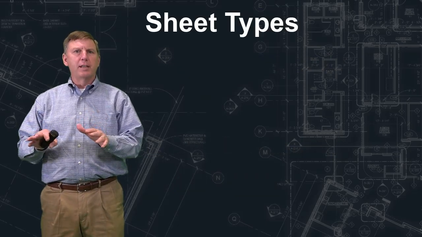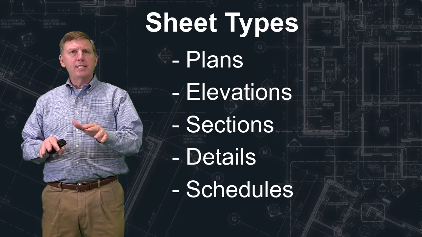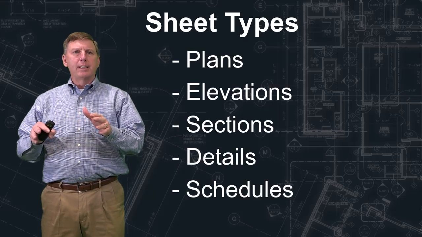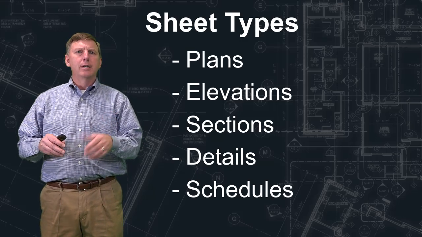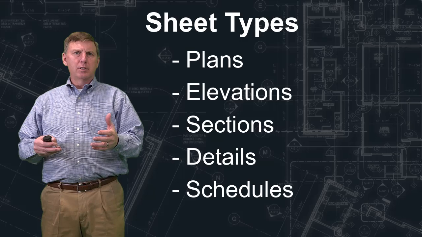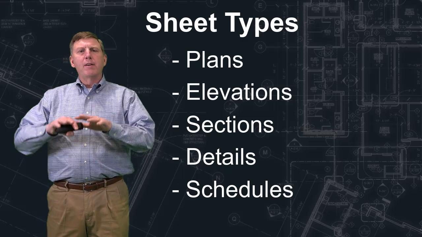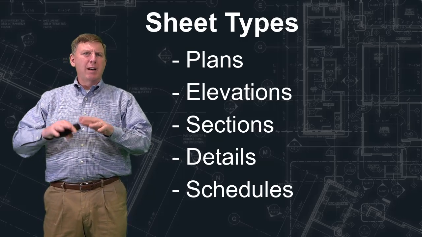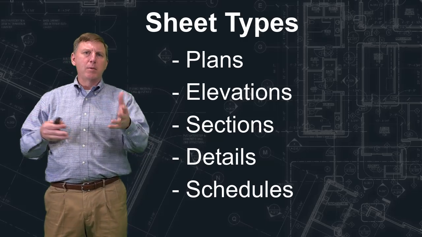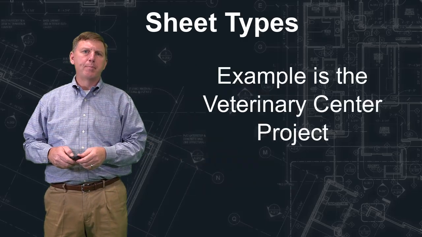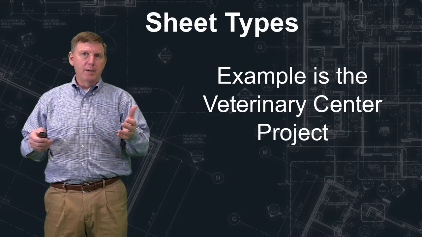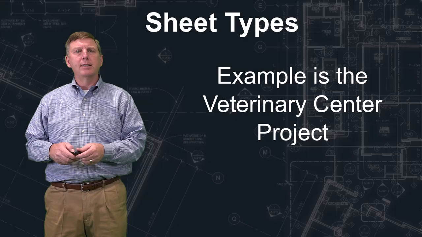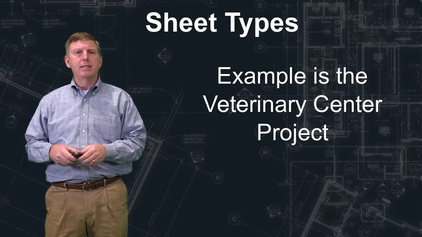As we continue to go through an overview of different things, we're going to now look at sheet types. What we're talking about here are the plans, elevations, sections, details, and schedules, and we're just going to look at them from a very broad aspect of how they're put together and things to think about when you're looking at them. I'm going to use the Veterinary Center project for this, so if you want to pull that up and look at it while we're going through it, that'd be great, but it's not necessary.